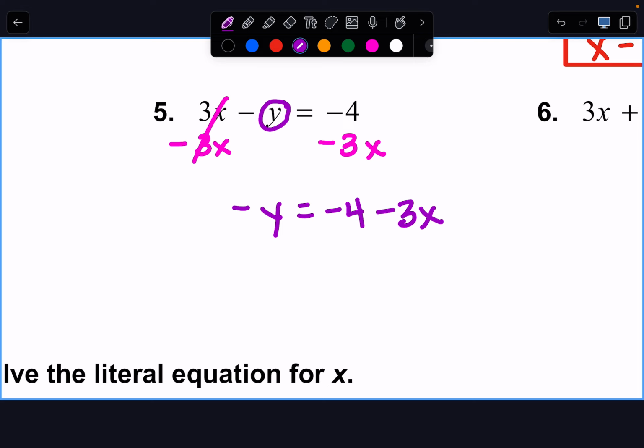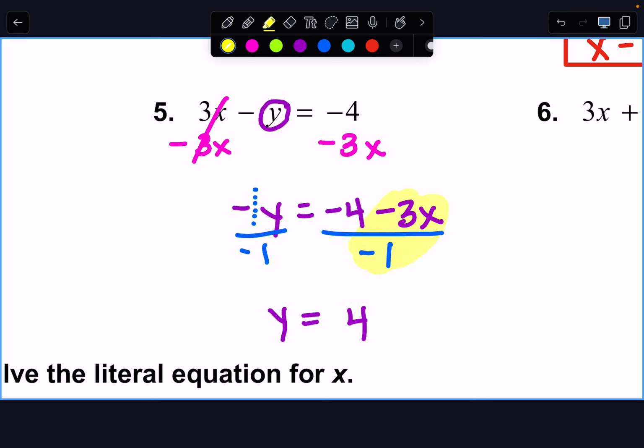No. You can either multiply or divide by that negative to undo it. What I think is the easiest to think about is dividing by that negative 1, because technically we have a negative 1 right there. So if we divide by negative 1, we have y equals negative 4 divided by negative 1 is a positive 4. And minus 3x divided by negative 1 is a plus 3x. Okay.